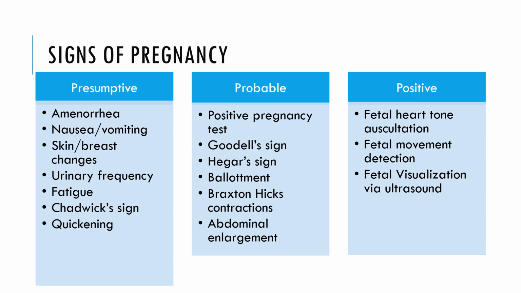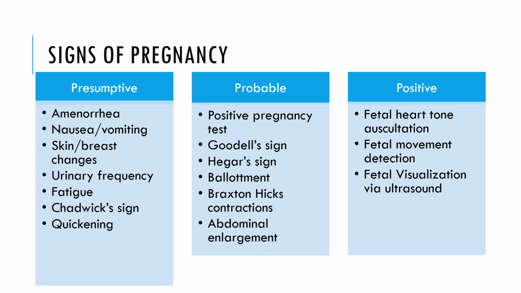And then you've got Chadwick's sign. And Chadwick's sign is where the cervix or the vagina, the labia, those tissues in that area will change from a pinkish color to a dark bluish, purplish color. So for your probable signs, those are going to be some of the objective findings that the examiner will notice. So they may have a positive pregnancy test.